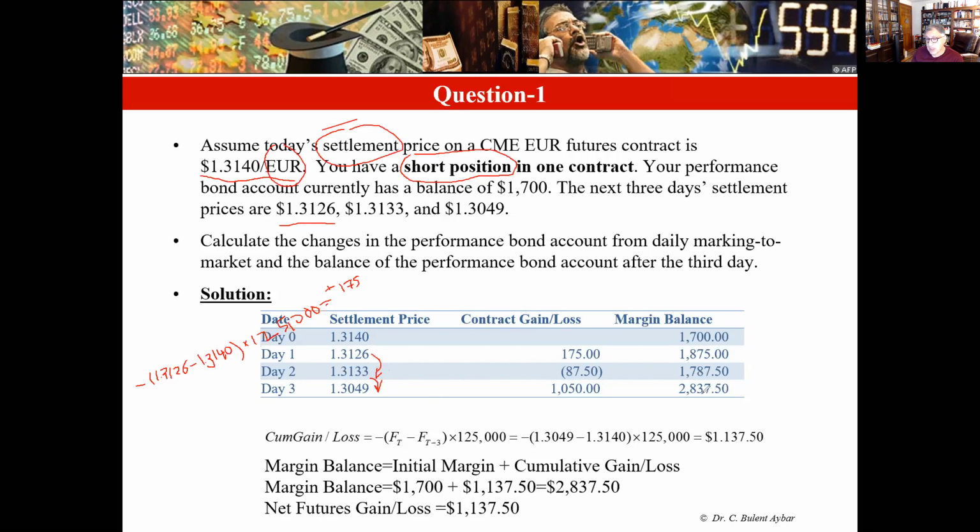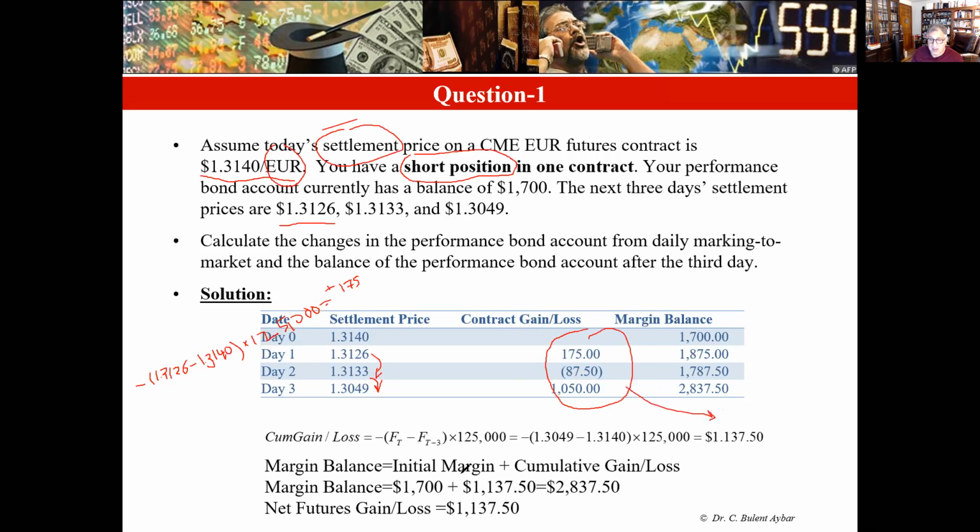$2,837.50. So over the course of this 4 days, starting from day 0 all the way to the end of the day 3, our contract in cumulative terms made $1,137.50. So if you add up this column altogether, that adds up to $1,137.50. So this is the total of this column. So this is the aggregate gain in the contract.